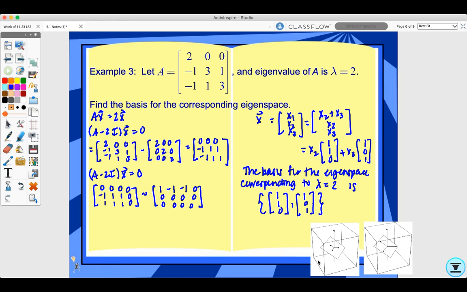And here, if you were to look at that, this is the effect of multiplying vectors in the eigenspace for lambda equals 2 by A. So for example, if I had v, u, w, this would be Av, Au, Aw, and that's what would happen to it.